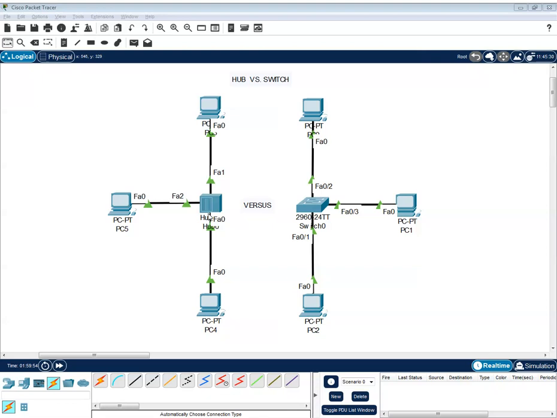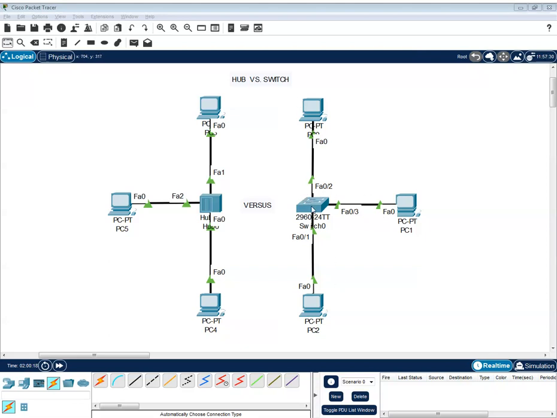Okay, so let's move on to the switch. The switch operates on layer 2, which is the data link layer of the OSI model. It forwards data packets between devices based on their MAC address. So what do I mean by based on their MAC address?